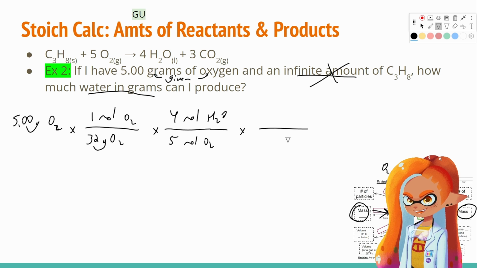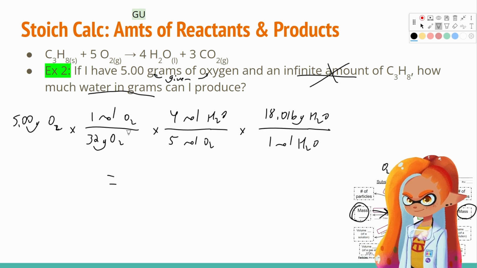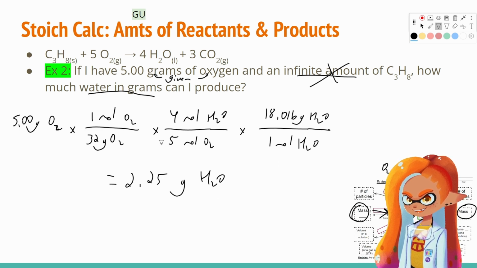And then I need the molar mass of water. If I do the calculation, it's 18.016. I want to make sure that's on the top because you want grams on top and you want the 1 mole of water because, again, molar mass is defined as 1 mole's worth of that substance. And then I do that calculation. 5 divided by 32 times 4 divided by 5 times 18. And so I get 2.25 grams of water. I want to check my sig figs. So 3 sig figs here. This is a definition. This is counting. This is a definition. So therefore it needs to be 3 sig figs because of the multiplying rule.